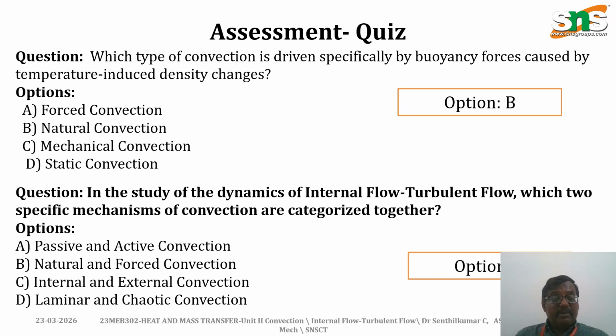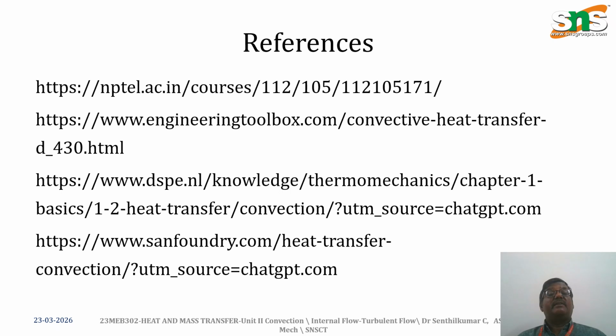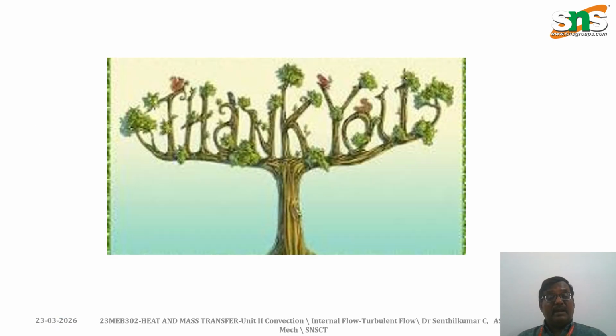In the study of dynamics of internal flow, turbulent flow, which two specific mechanisms of convection are categorized together? Passive and active convection, natural and forced convection, internal and external convection, laminar and chaotic convection. We already saw laminar and chaotic. So these are the references we have seen for this preparation. And I thank everyone for listening. Thank you.